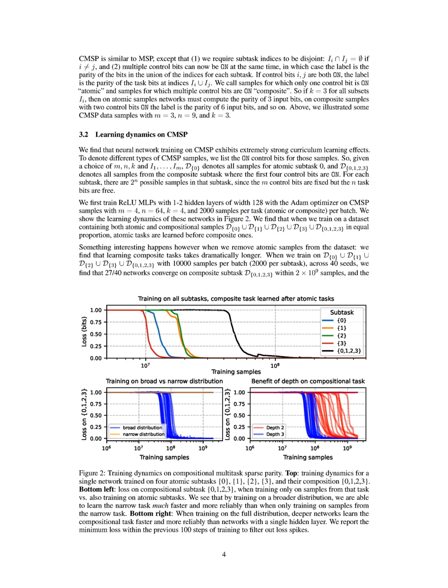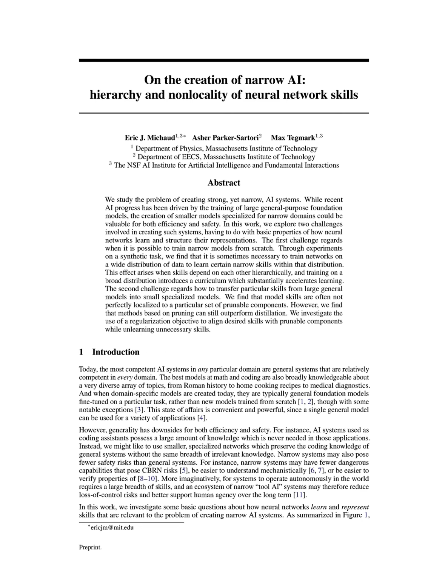Our experiments show that when training on a dataset that includes both atomic, single control bit on, and composite, multiple control bits on, samples, networks learn atomic tasks more efficiently first, which then aids in learning composite tasks. This hierarchical learning effect indicates that training on a broader distribution of tasks enhances the network's ability to learn complex subtasks, as it allows the network to build foundational knowledge before tackling more complex combinations.